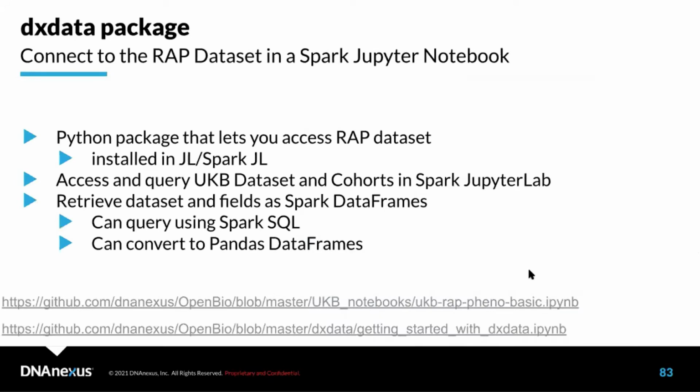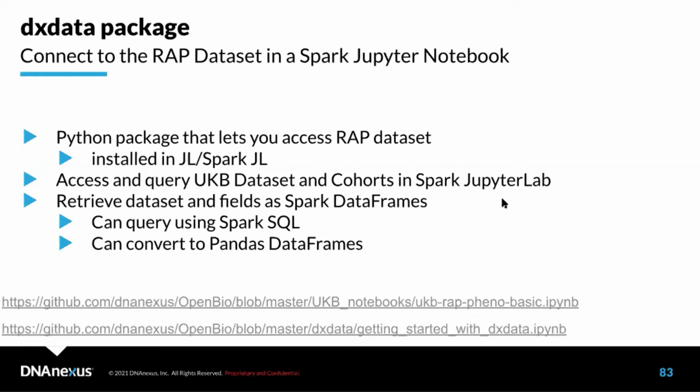So let's talk about the DX data package. This is the main way you are going to access the pheno data, and it will let you connect to the RAP data set with your Spark Jupyter notebook. This is an internal Python package that lets you access the RAP data set. It is installed in both the JupyterLab and Spark JupyterLab configurations. We mostly use it in the Spark JupyterLab configuration. Like I mentioned before, it lets you access and query the UKB data set and cohorts in Spark JupyterLab.